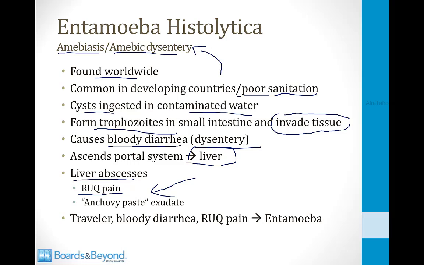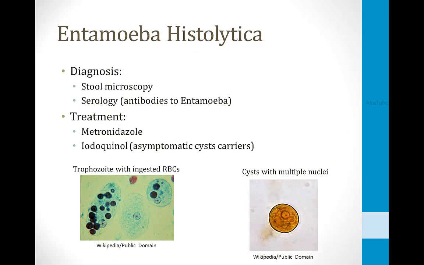So the classic case for someone who's got amoebiasis is going to be a traveler to a foreign country who comes home and has bloody diarrhea and right upper quadrant pain. That person has an Entamoeba infection. Just like with Giardia, you can diagnose Entamoeba infections by stool microscopy, but the findings are a little bit different.